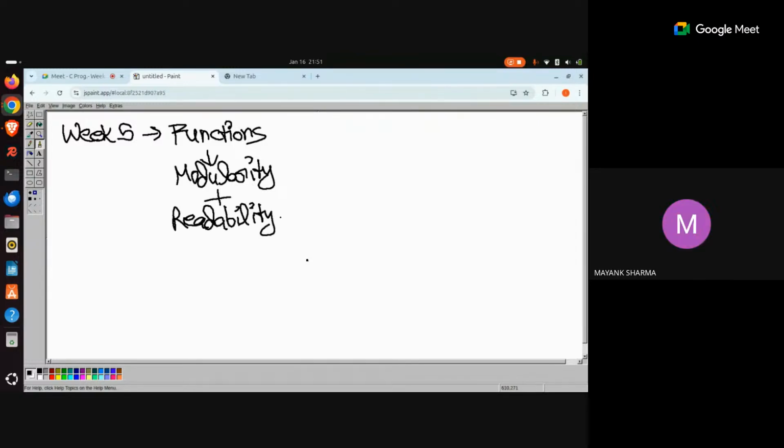Sir, this means that if we do not use functions, the code will be much larger than the original one. Yeah, that's true. Ultimately, readability is what is going to be affected. Okay, sir. And of course, the code length, as you mentioned, is going to increase.